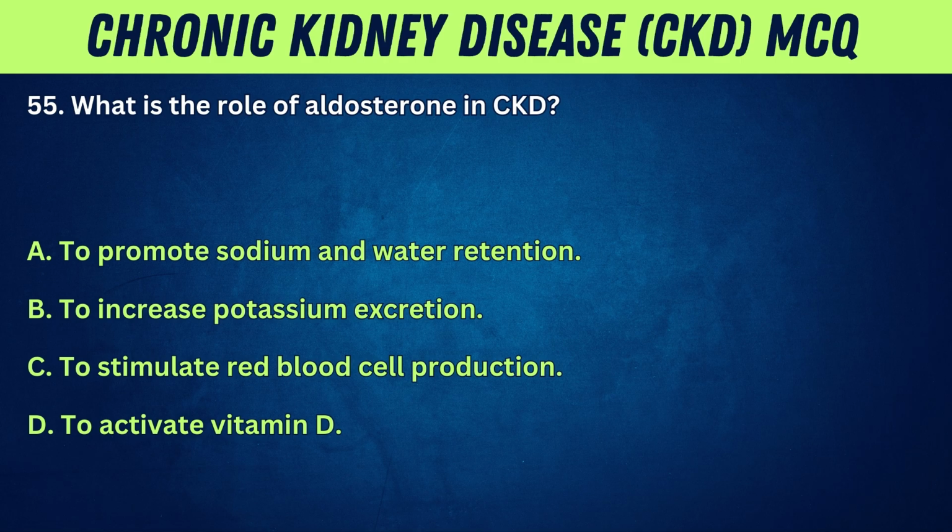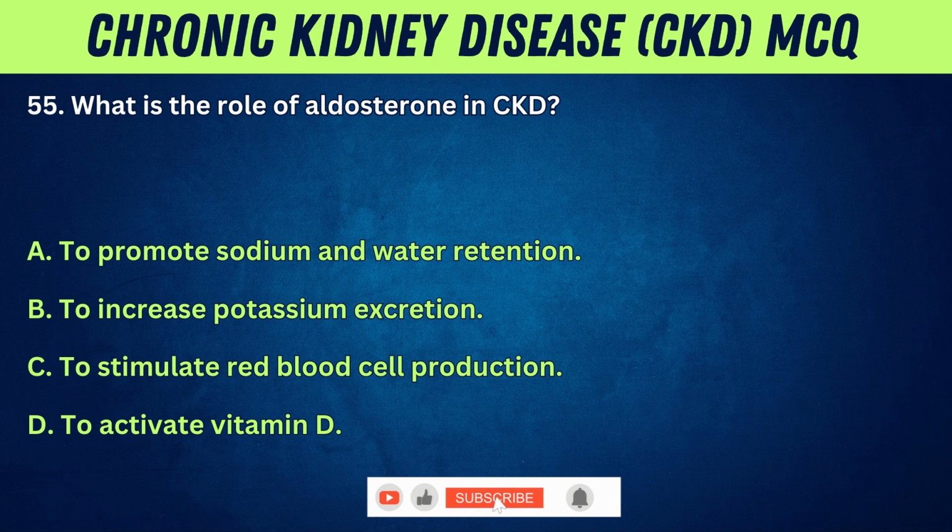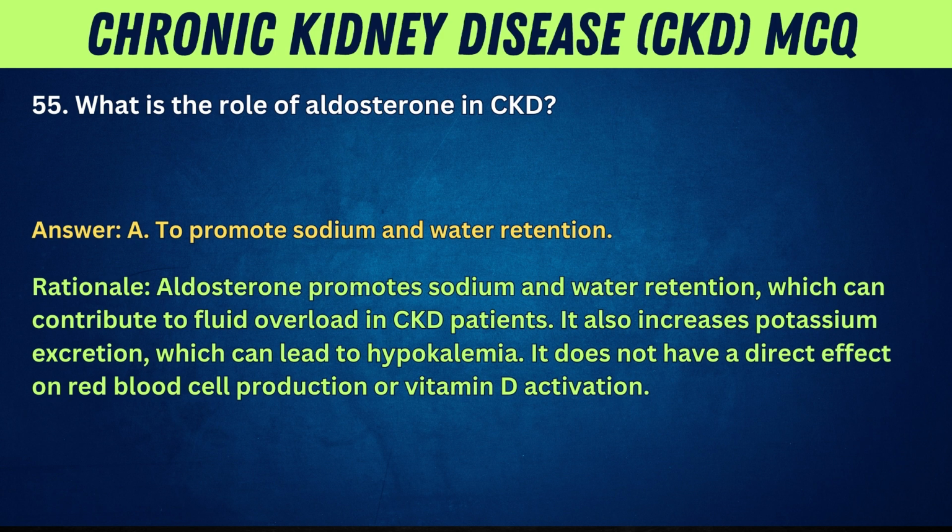55. What is the role of aldosterone in CKD? A. To promote sodium and water retention. B. To increase potassium excretion. C. To stimulate red blood cell production. D. To activate vitamin D. Answer: A. To promote sodium and water retention. Rationale: aldosterone promotes sodium and water retention, which can contribute to fluid overload in CKD patients. It also increases potassium excretion, which can lead to hypokalemia. It does not have a direct effect on red blood cell production or vitamin D activation.